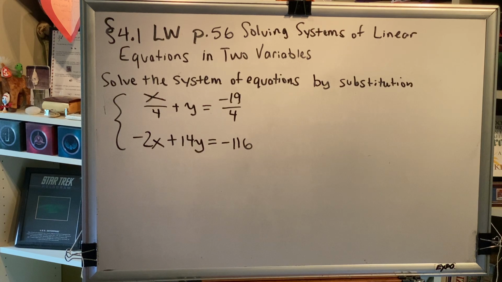Alright, let's look at a problem that uses the substitution method. We have the following system. x/4 + y = -19/4. -2x + 14y = -116. This problem comes with a hint. It says, first, clear the fractions in the top equation, then solve it for x.